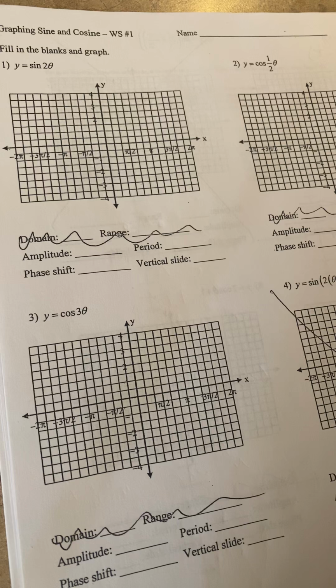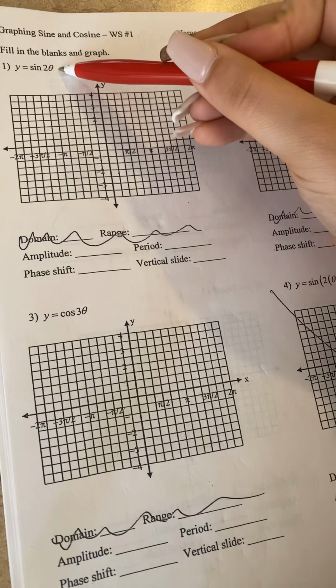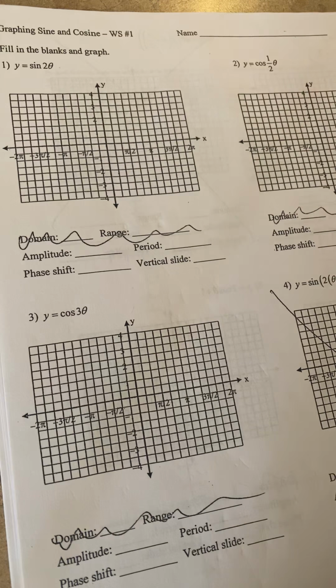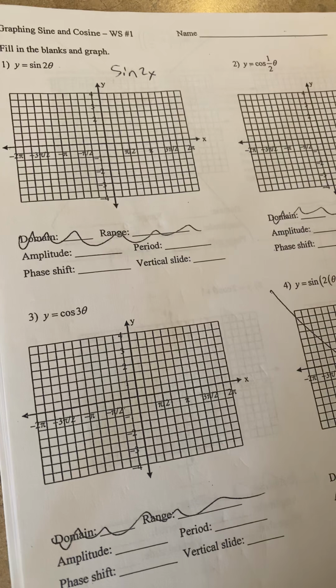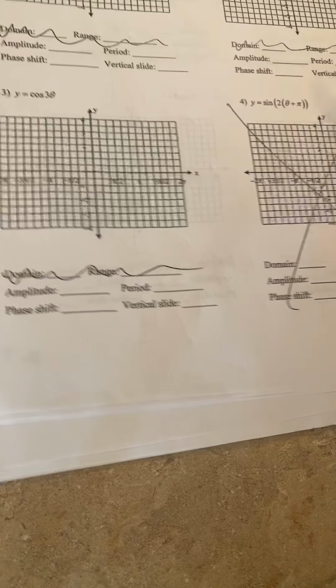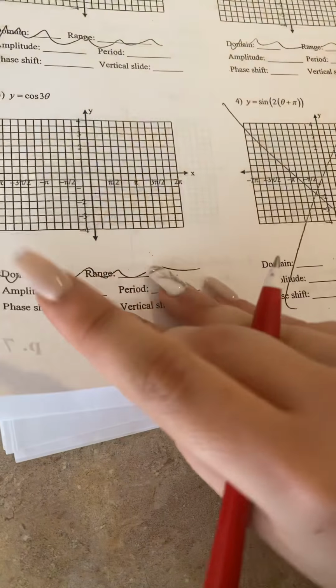Make sure you start in the correct place. Just because it says theta, don't freak out. It's the same thing as x. You can change that to sine of 2x if you want. Same thing. And again, if there is no phase shift or no vertical shift, just say NA or none. That's fine. I crossed out number 4 for you. You don't have to do that one. You're welcome.